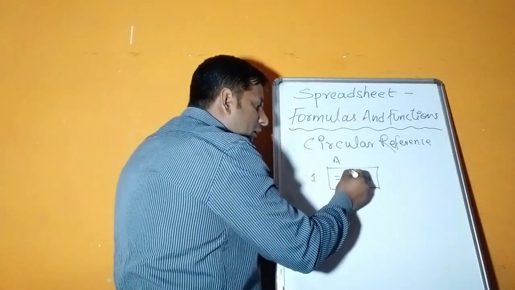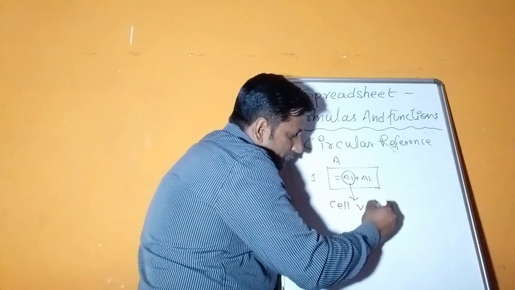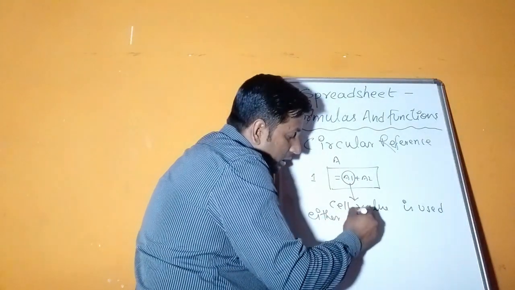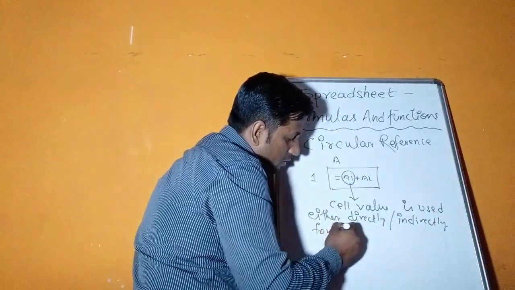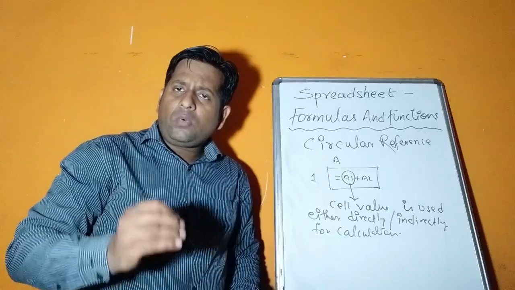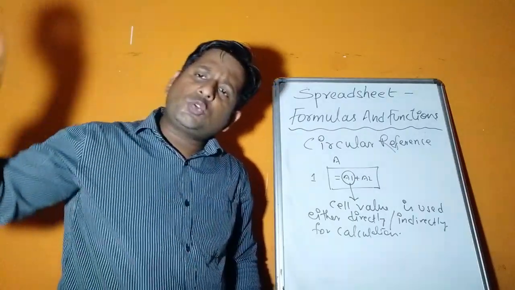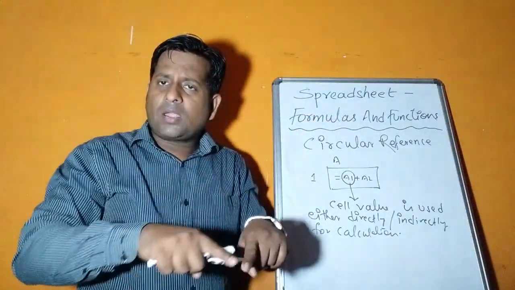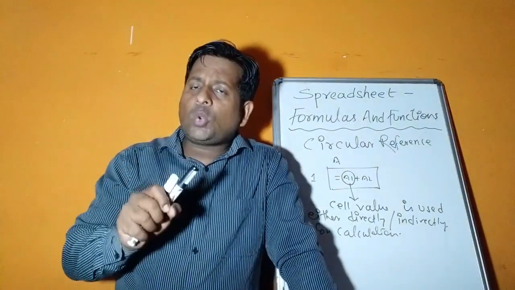Answer is stored in A1 only. That means A1 is used directly or indirectly, whenever a certain cell value is used either directly or indirectly for calculations. So whenever we use a particular cell value in calculations, and the result we store in the same cell, such type of referencing is known as circular referencing. It is inside itself, inside the circle.